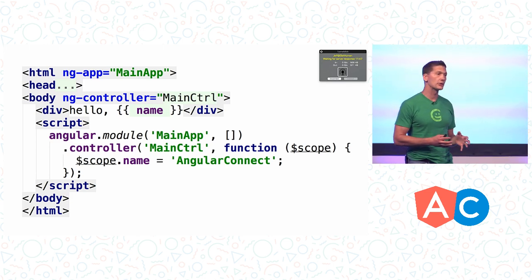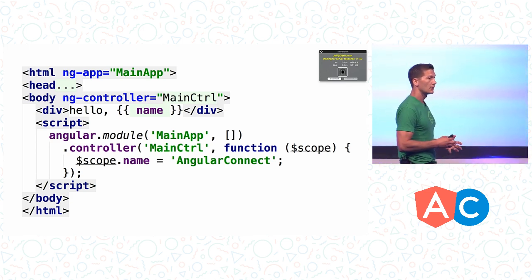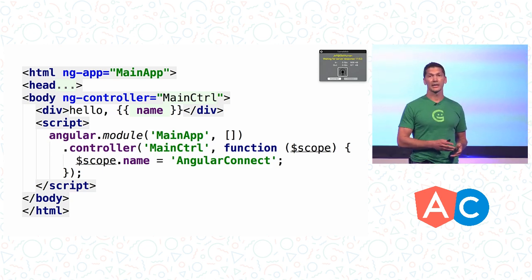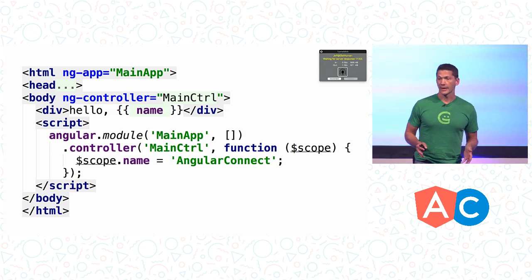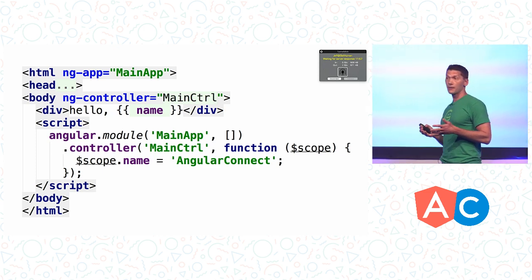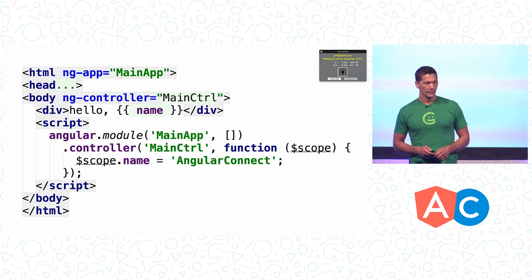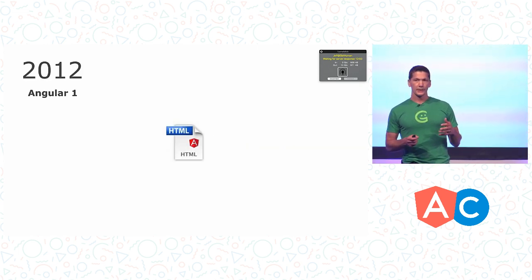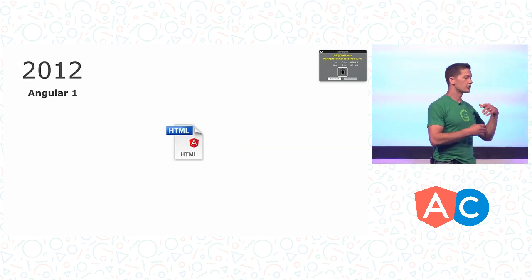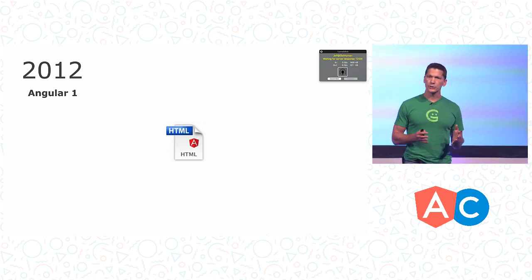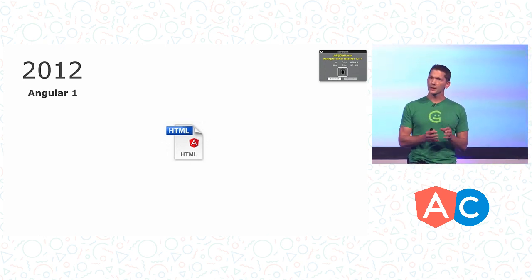The onboarding experience for Angular 1 was really great. You were able to get up and running and build a simple application very fast. And that was a big part of the reason for the popularity of Angular 1. But there were issues when you started building larger apps and ran into some pitfalls. Still, it was a beautiful thing that you had just this one simple thing, right? And that was back in 2012.